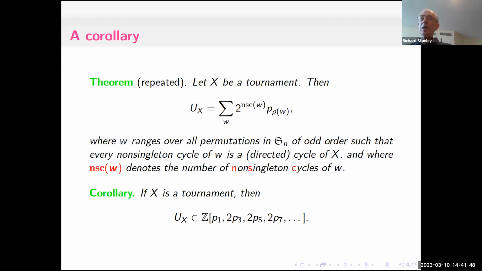By the way, as a corollary, I'll give an example in a second, quite a remarkable formula. Notice that UX is not only a polynomial in the power sums with integer coefficients, actually non-negative integer coefficients. It's a polynomial in the odd power sums, because only odd cycle lengths are allowed in w. And since we have a factor of 2 for every cycle of length greater than 1, it's actually a polynomial with integer coefficients in p1, 2p3, 2p5, 2p7.